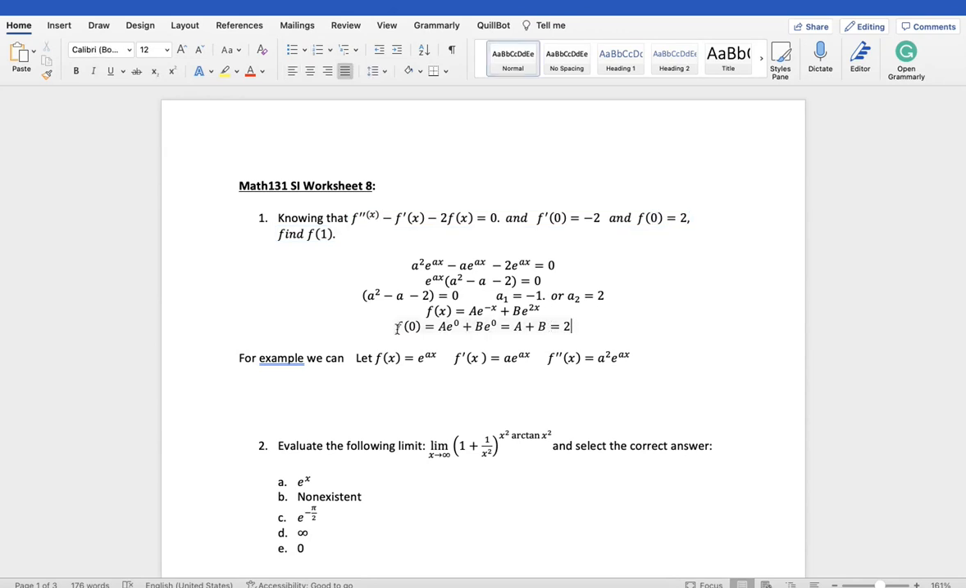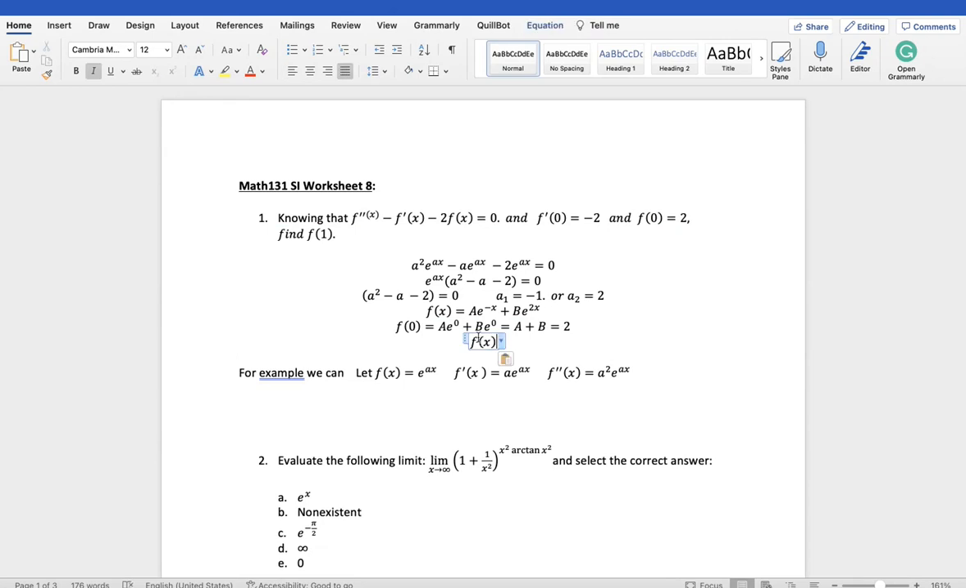But we are also given that f prime of x at 0 is equal to what? It's equal to minus 2, right? So let's first find what's f prime of x. What's the derivative of this expression? So f prime is basically equal to what? Can you guys tell me?